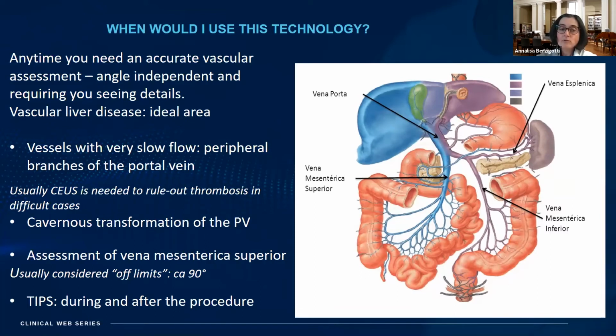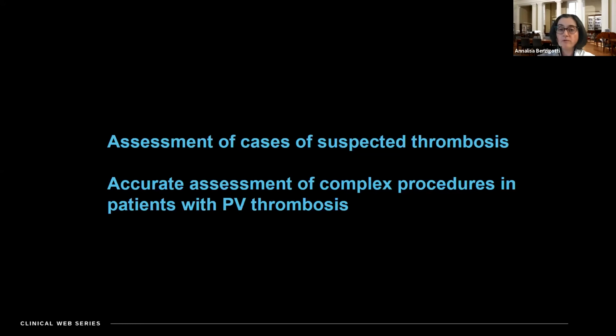If you have to address a cavernous transformation of the portal vein and identify, for instance, dominant collaterals, or understand better the morphology of these vessels without having a second-line cross-sectional imaging, this could be a good technology. And for sure, for the assessment of the superior mesenteric vein, which by its anatomy is about 90 degrees to what you usually see, this is a nice technology. And as well, I will show you some examples of use in patients receiving a transjugular intrahepatic portosystemic shunt. So let's start with some cases of suspected thrombosis.